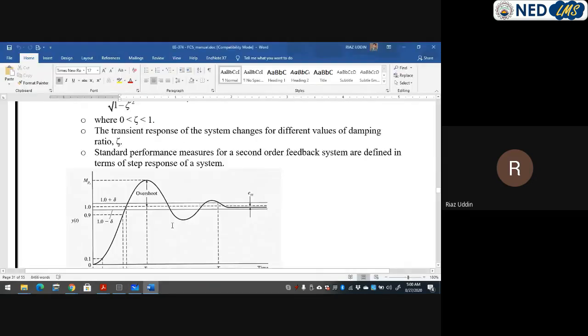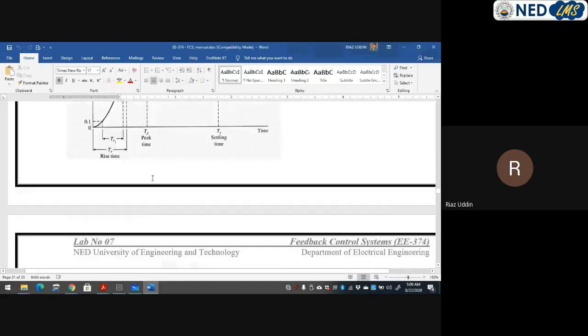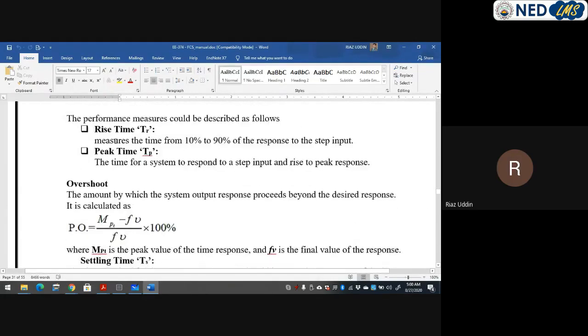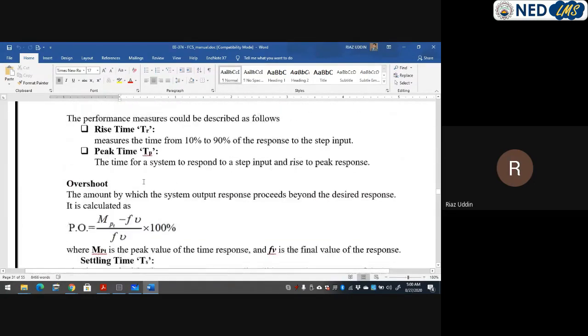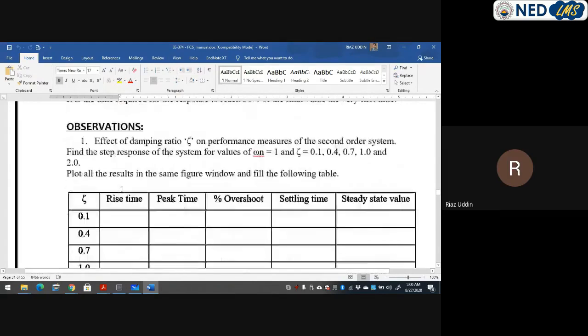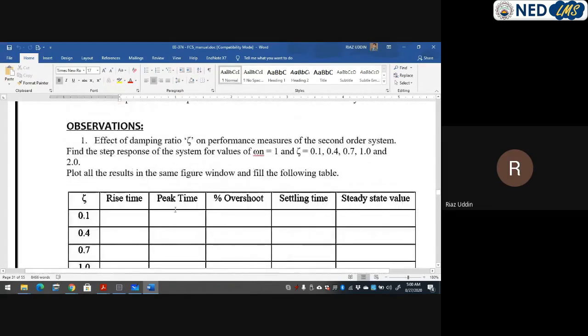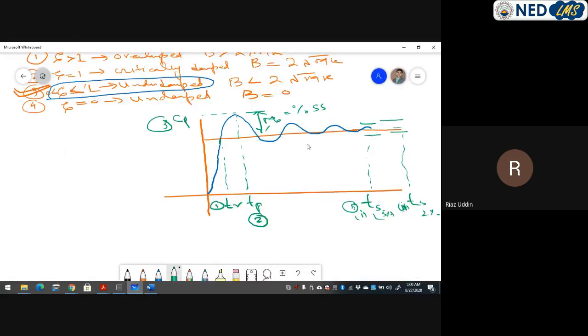You have to write a transfer function, and in this transfer function, basically you have to find the rise time, peak time, settling time. You already know the formulas, and not all the formulas are given. I will write it for you here. But what you have to do, you have to fill this observation chart by putting different values of zeta in your transfer function, different values of zeta between 0 and 1, because we have chosen the underdamped case.